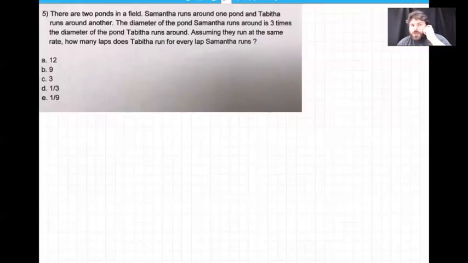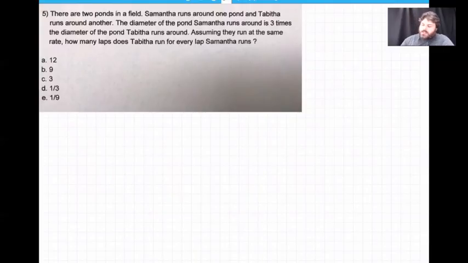All right, there are 2 ponds in a field. Samantha runs around one pond and Tabitha runs around another. The diameter of the pond Samantha runs around is 3 times the diameter of the pond Tabitha runs around. Assuming they run at the same rate, how many laps does Tabitha run for every lap Samantha runs?